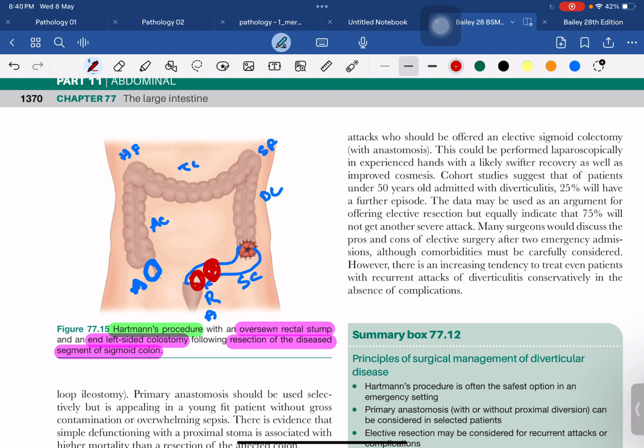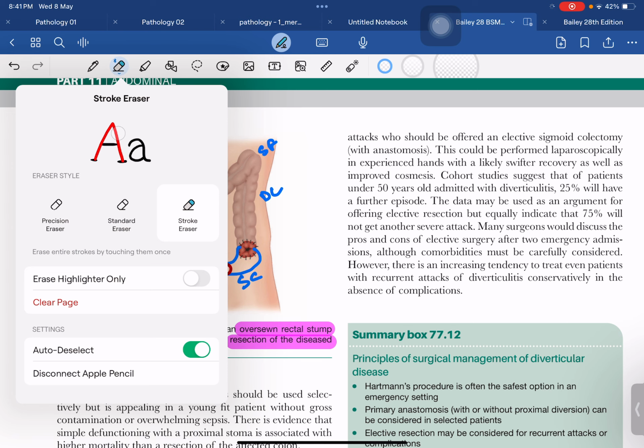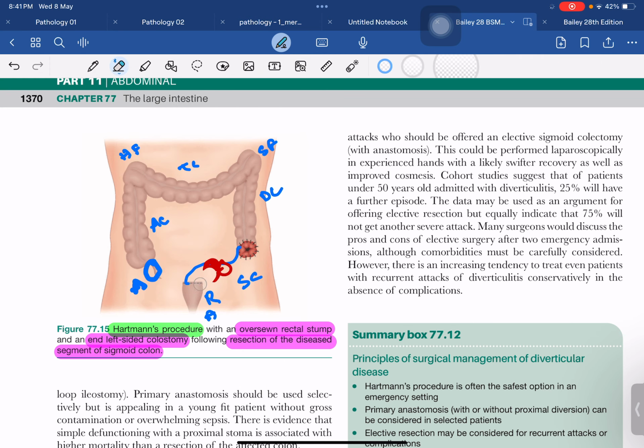So what happens in the Hartmann procedure? First of all, the diseased segment is removed. That means there is a disease in this area, in the sigmoid colon or in the rectum. So in the Hartmann procedure, first of all we have to remove the diseased segment, which is located in this area. So the first step is the removal of the diseased segment.